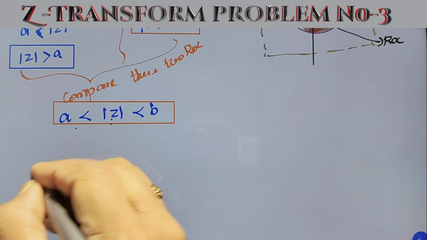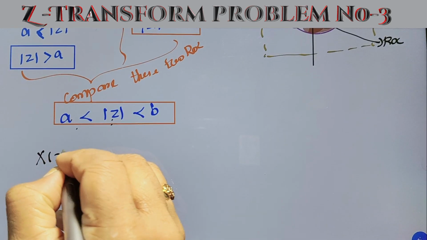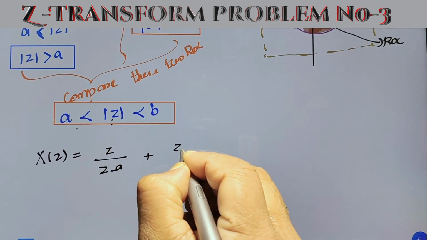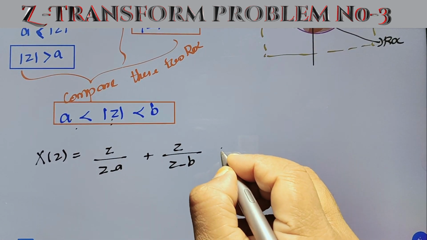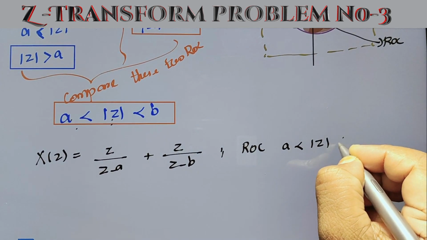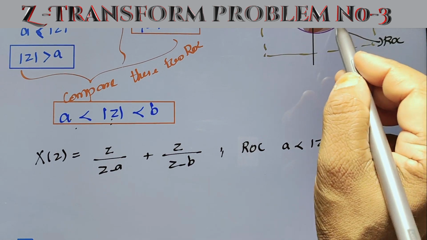Then write the final step. X of z equal to z by z minus a plus z by z minus b, with ROC of a less than modulus of z less than b. That's all about this problem.